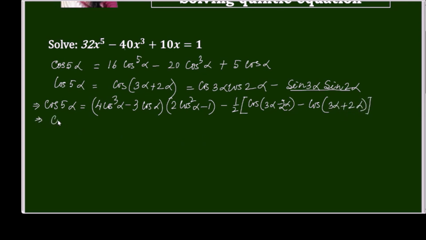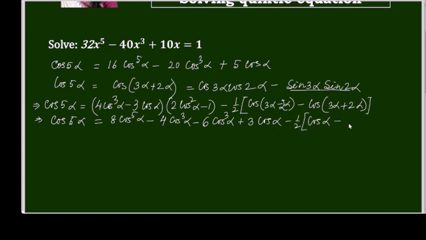So we are getting cos 5 alpha equals, on multiplying, 8 cos^5 alpha minus 4 cos^3 alpha minus 6 cos^3 alpha plus 3 cos alpha. And here within the bracket I'm getting half cos alpha minus half cos 5 alpha, and this will be positive.